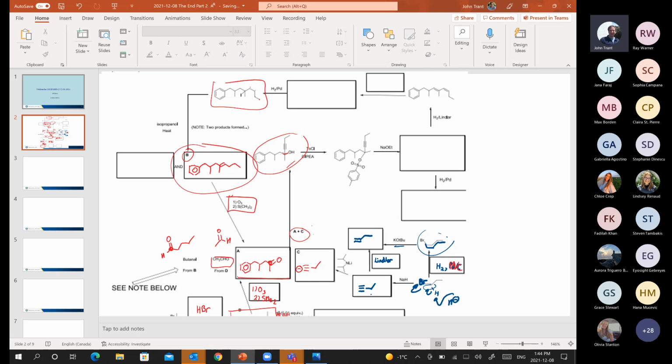If we look at this thing, it ties into what B is, and you check your work. So if you treat this with isopropanol in heat, is B a reasonable product? Yeah. And then there's a box because there's another product formed. Any suggestion?